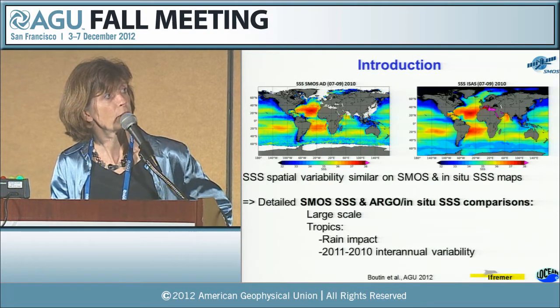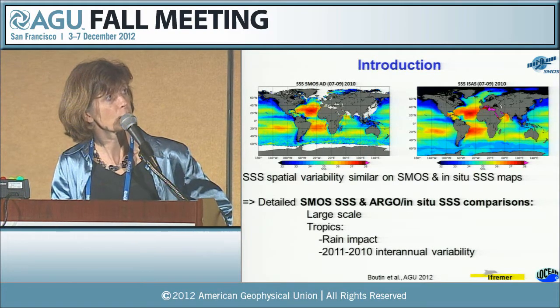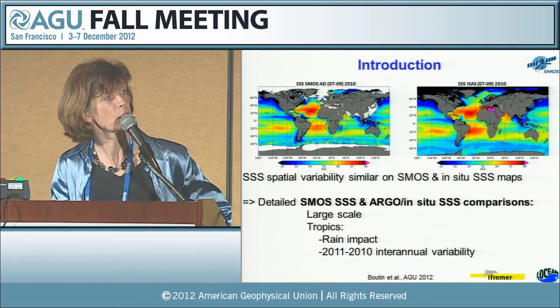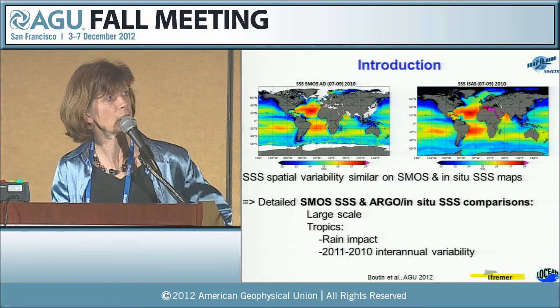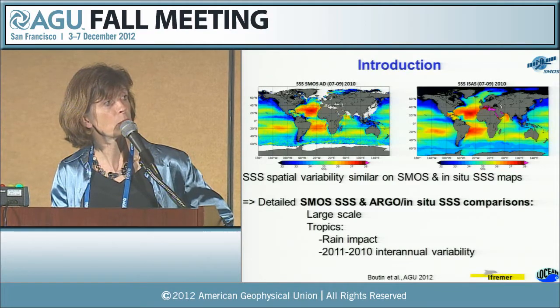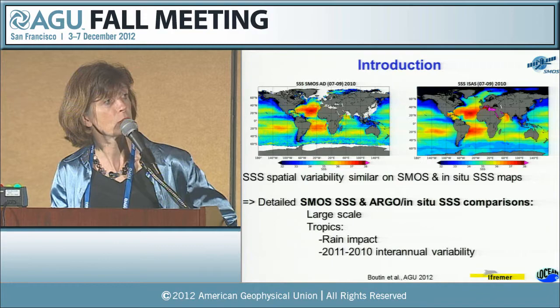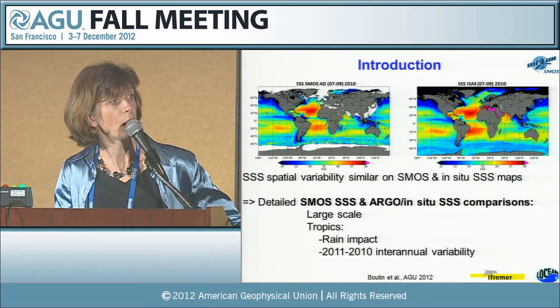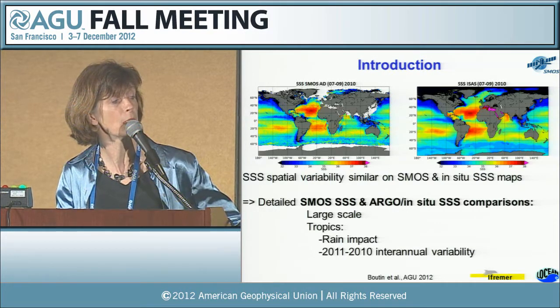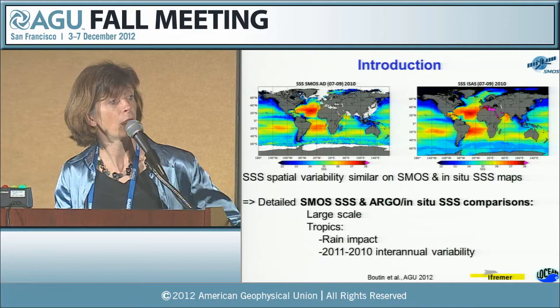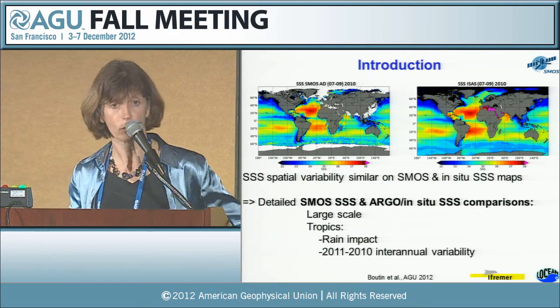So the spatial variability at first order is well reproduced, and the objective of this talk is to look in more detail at the comparisons between SMOS salinity and Argo and in situ sea surface salinity. First, I will give some indication of large-scale comparisons, and then I will focus on what happens in the tropics, look at the rain impact, and look at the 2011 minus 2010 interannual variability.